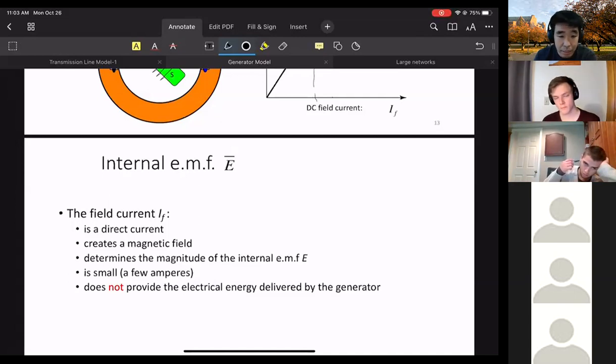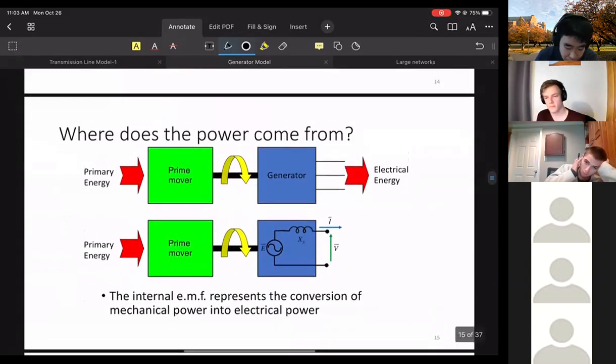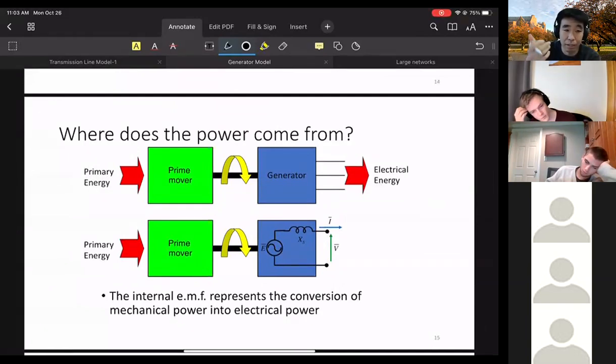Again, to emphasize where the power comes from: the power comes from the prime mover, a mechanical prime mover. This mechanical prime mover generates electric energy. And the internal EMF is the voltage representation of how much potential this thing can crank out.